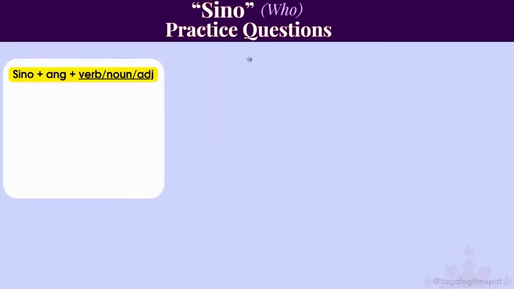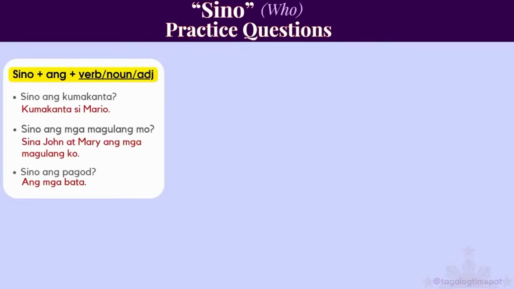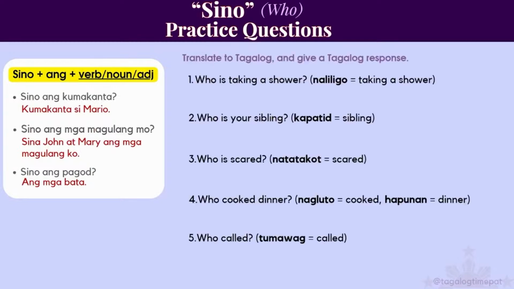Okay? Now let's practice some translations when we're using sino in a question. So sino ang plus a verb, noun or object or adjective. And here are the examples there. Let's do number 1 together. Who is taking a shower? Naliligo means to take a shower or taking a shower. So it would be sino ang naliligo. Sino ang plus the verb. Sino ang naliligo? Easy, right?